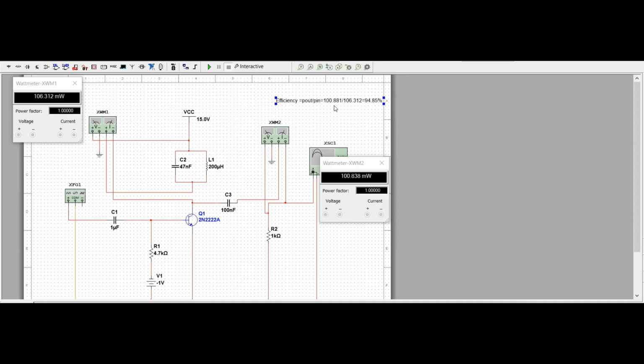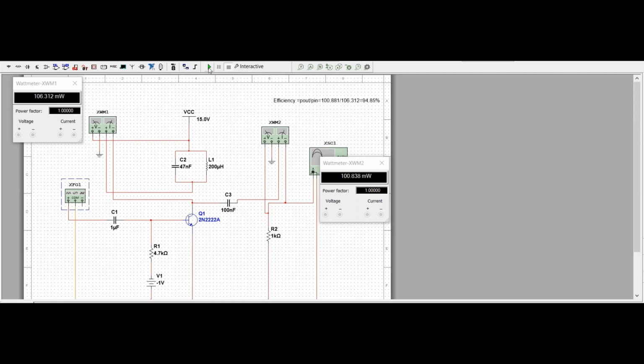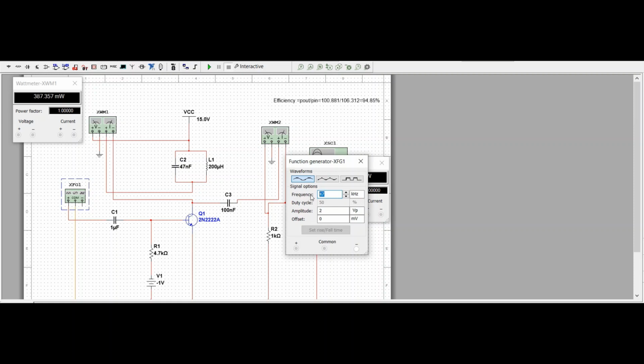The next step over here is we can find out the spectral bandwidth of class C power amplifier by just changing the frequency from here. Start from 47 kilohertz, go on changing the frequency, run the simulation, see the output power and calculate output and input power and calculate the efficiency. Again, stop this, change the frequency, suppose we are changing it from 47 to 48 kilohertz.